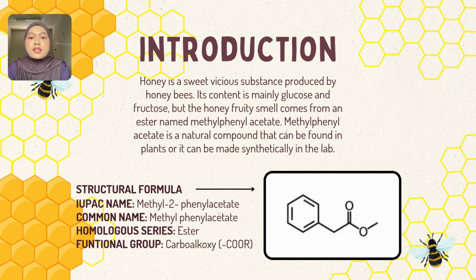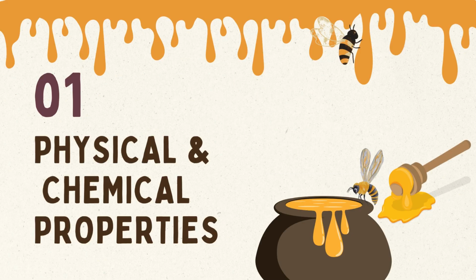Chemically, methyl phenylacetate belongs to the homologous series of esters, which are organic compounds commonly recognized for their pleasant aromas. It possesses the functional group carboalkoxy, which results from the reaction between a carboxylic acid and an alcohol. The IUPAC name of this compound is methyl phenylacetate, and it is also widely known by its common name, which is methyl phenylacetate. This compound can occur naturally in various plants or be synthesized in the laboratory for use in fragrances and flavorings.